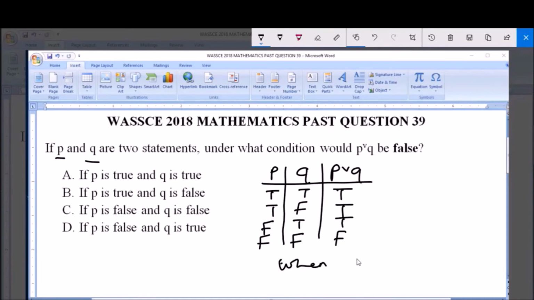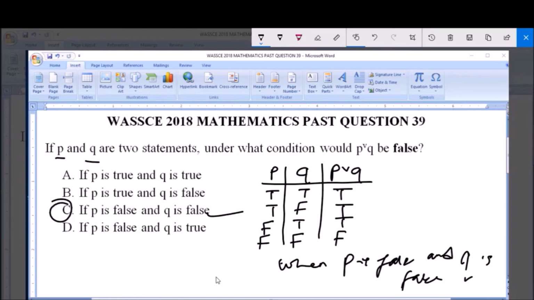So when P is false and Q is false, that is option C. This is the correct answer to this question.